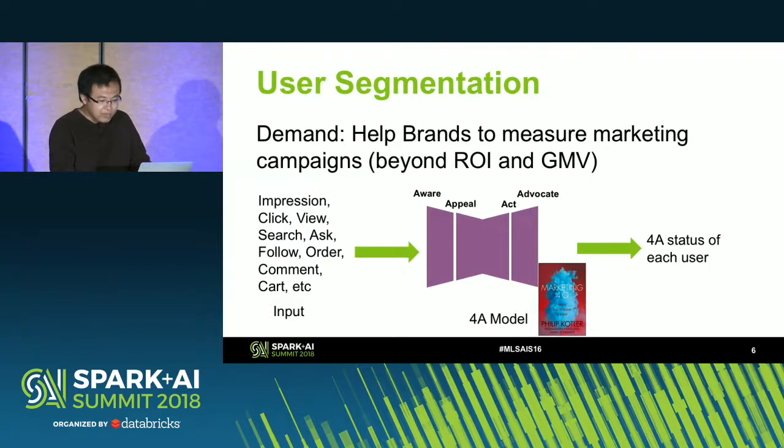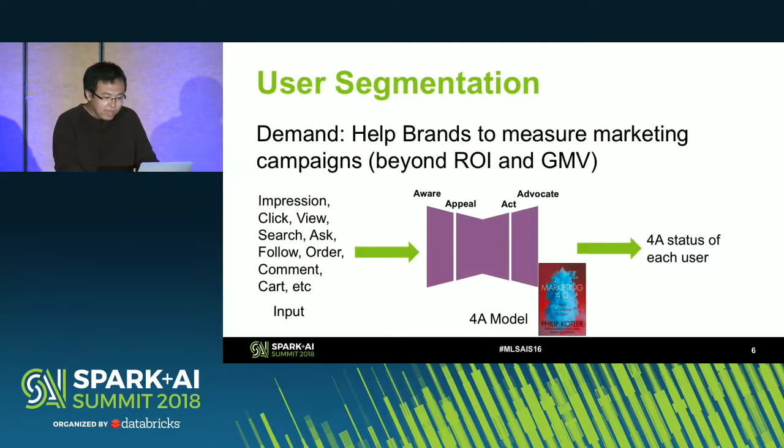First, let me introduce user segmentation. Current advertising systems usually supply purchase-based metrics like ROI or GMV to measure marketing campaigns. However, brands need more meaningful information. To address this problem, we need to use various data sources. We include the impression log, click log, search log, and other kinds of data sources. And then we need to design a segmentation model to take them all into account.